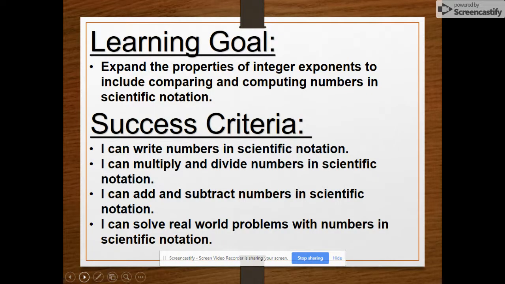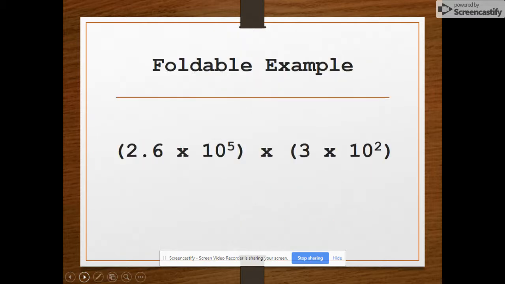Our learning goal for this lesson is we will expand the properties of integer exponents to include comparing and computing numbers in scientific notation. For this first video, we are going to focus on writing numbers in scientific notation and multiplying and dividing numbers in scientific notation. We will begin with example 1.